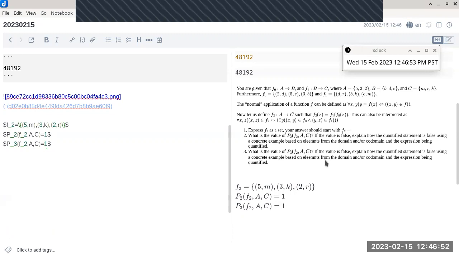So that's the answer. That means the function is also bijective, which means it has an inverse. Yes. And what is the inverse of F? We just move this up to inverse. Yeah, F inverse is equal to {(5, 2), (K, 3), (R, 2)}.